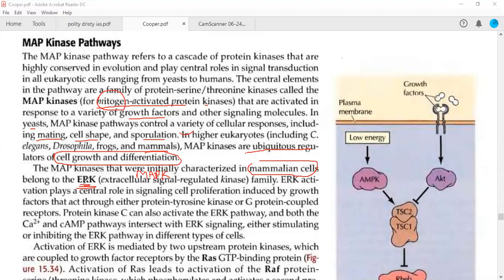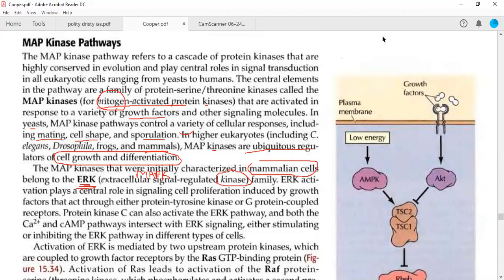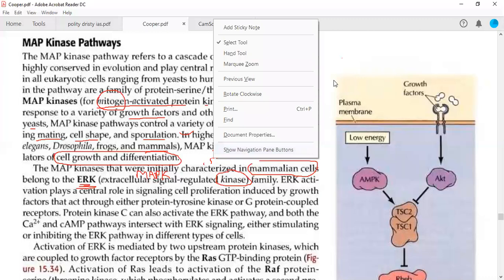ERK was given this name because these are extracellular signal regulated kinases. One signal was coming from outside and they are regulated by this extracellular signal, and they were actually working as kinases, either serine or threonine kinases. So therefore, it is given the name in this way. So they are either serine kinases or threonine kinases.